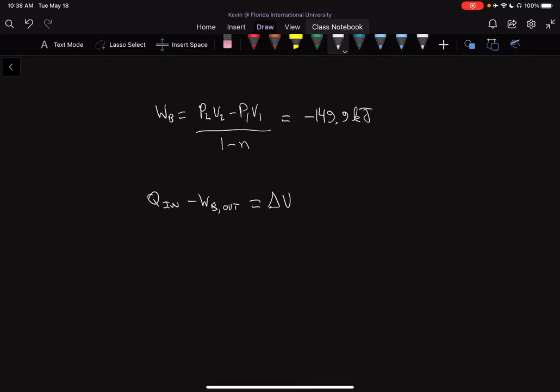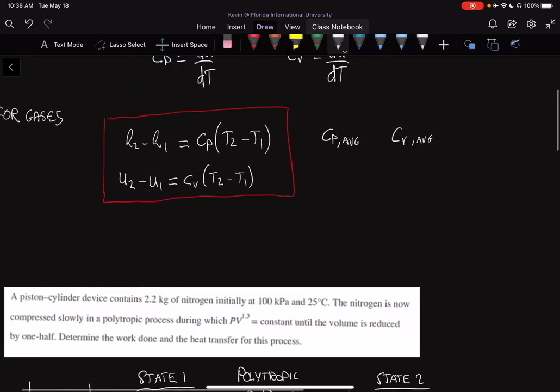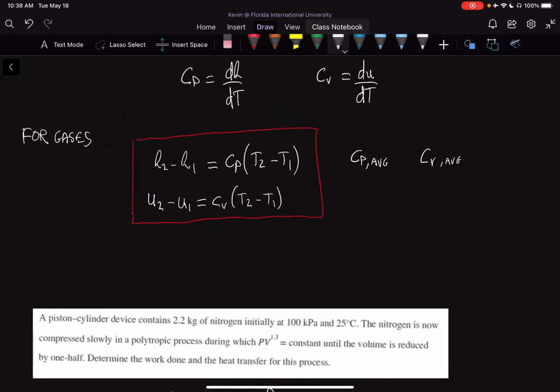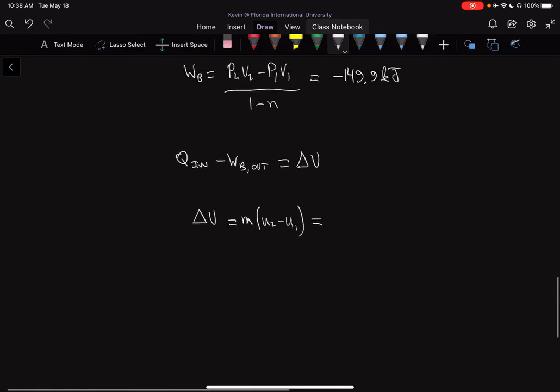Since we don't have tables, we have to find U in a different way. So we're going to use CP and CV. We're going to say delta U is equal to mass times little u2 minus little u1, okay, specific u2 and specific u1. And if we go back to the equation we wrote at the start of class, u2 minus u1 is equivalent to CV times T2 minus T1. So if you have U, you always use CV T2 minus T1 for gases. So we're going to write down the equation. We have mass times CV times T2 minus T1.